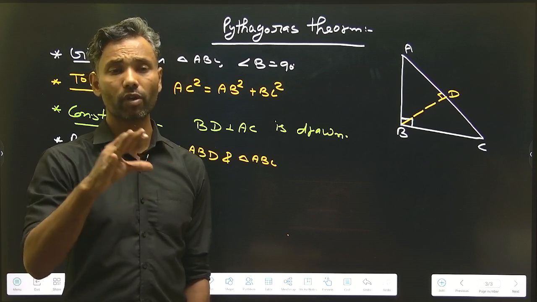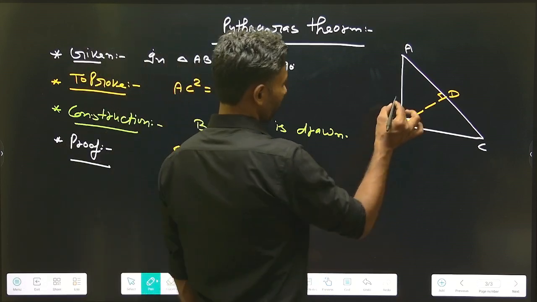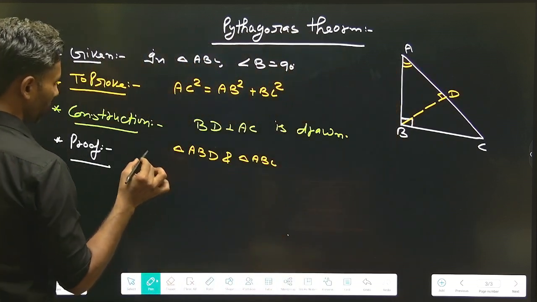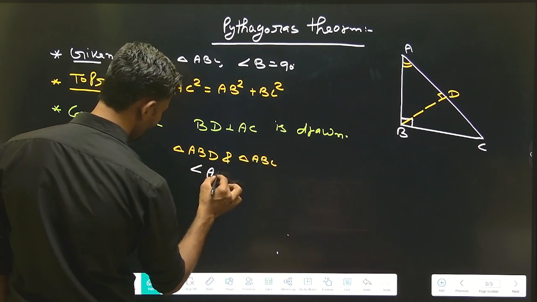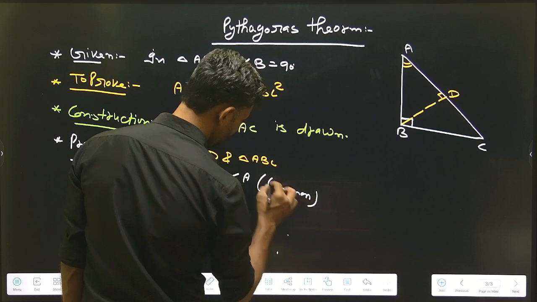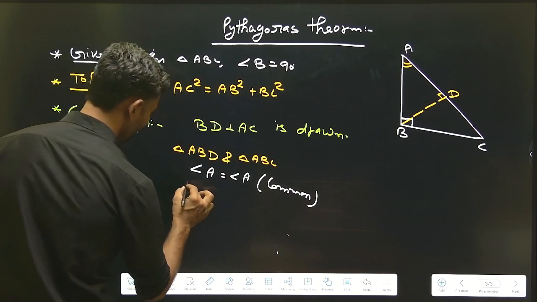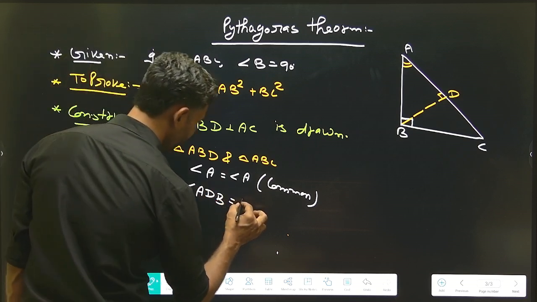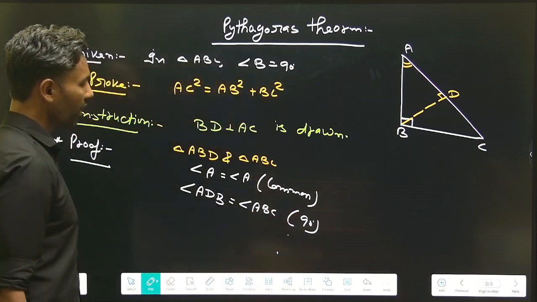If all three angles of two given triangles are equal, those two triangles can be said to be similar triangles. Okay, so I can say that in triangle ABD and triangle ABC, angle A is common. So I can say students, angle A equal to angle A. Why equal? Because common. Now I can say angle ADB equal to angle ABC. Why? Each angle is equal to 90 degrees.